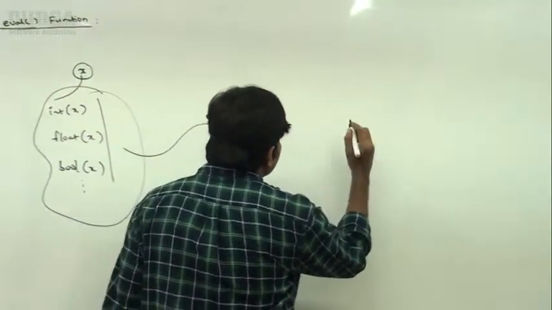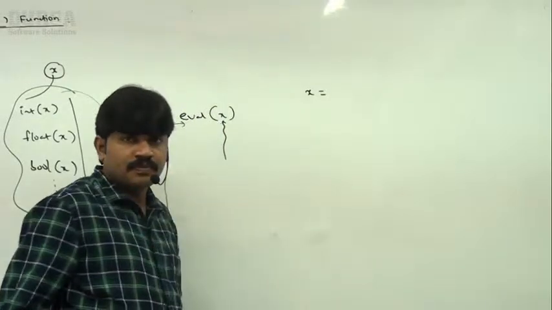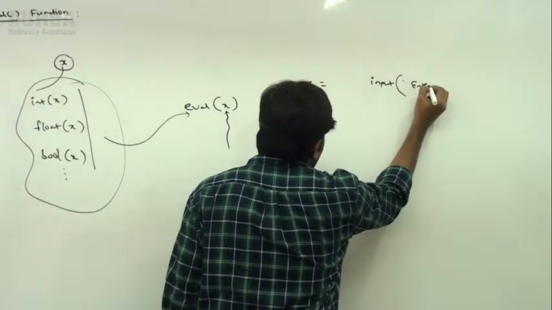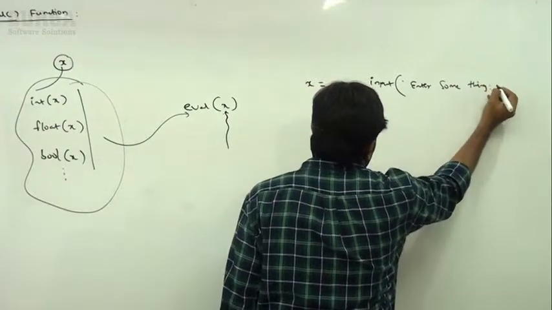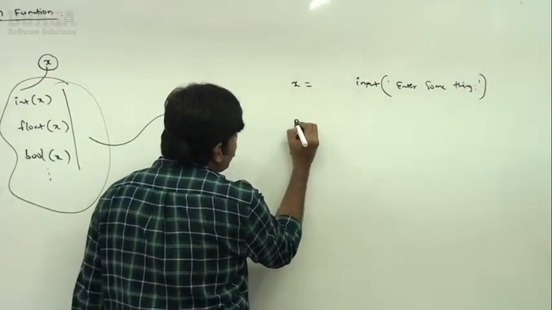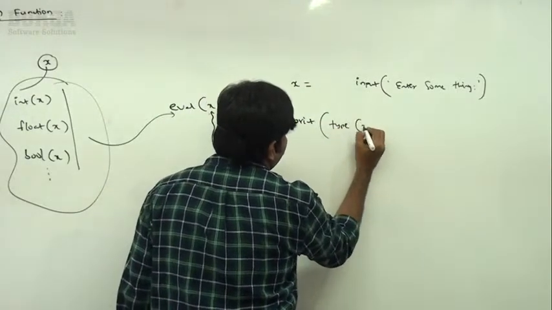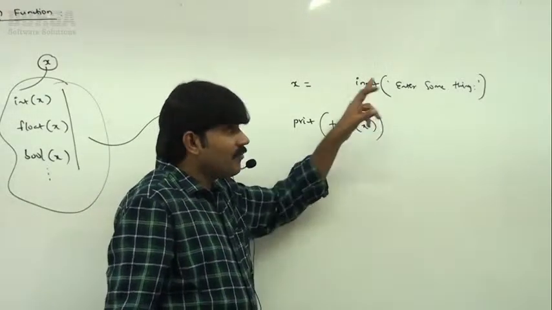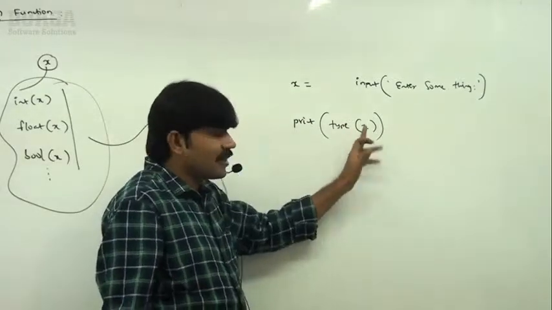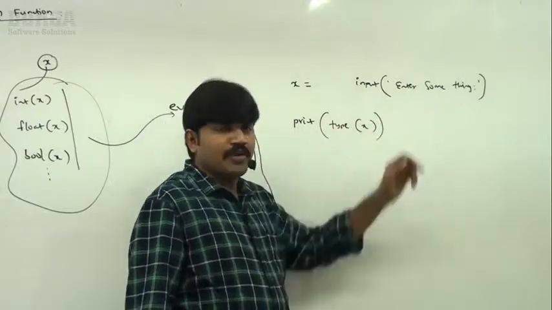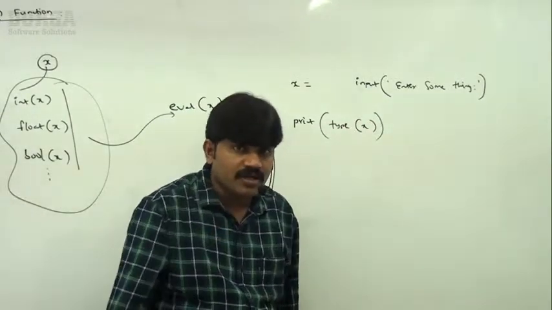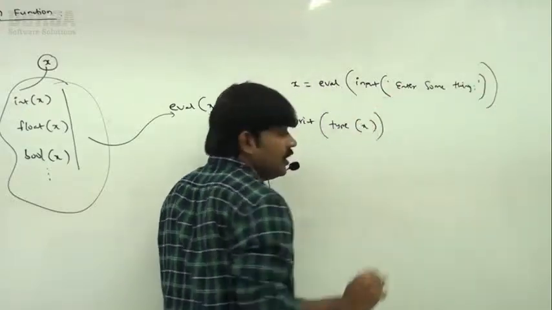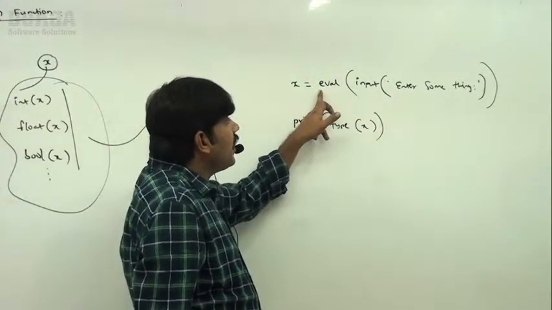What is the way to use it? Very simple. Assume x is equal to input of enter something, and now print type of x. Can you please confirm type of x is always what type? str type, because the input function always returns a string only. But based on your provided value, I want to convert into the corresponding type automatically. Then what do I have to take? eval. Instead of int, float, bool, I am simply using eval.